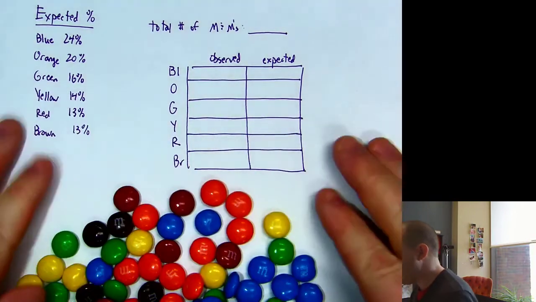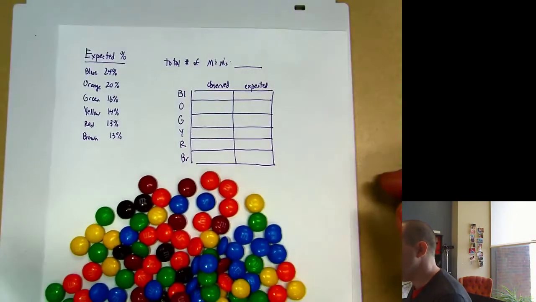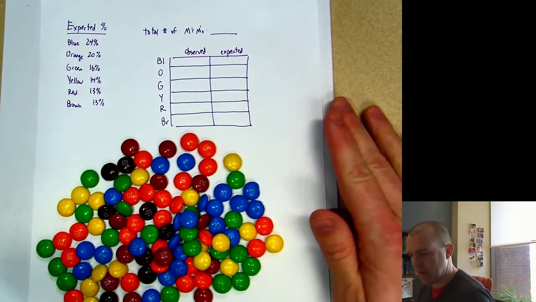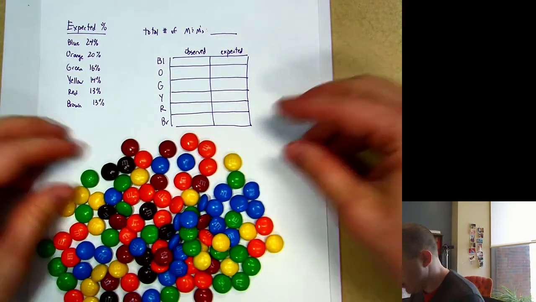All right, so now what I need to do is I think I need to zoom out. We're going to need to count these, figure out how many we have of each color. So what should I start with?